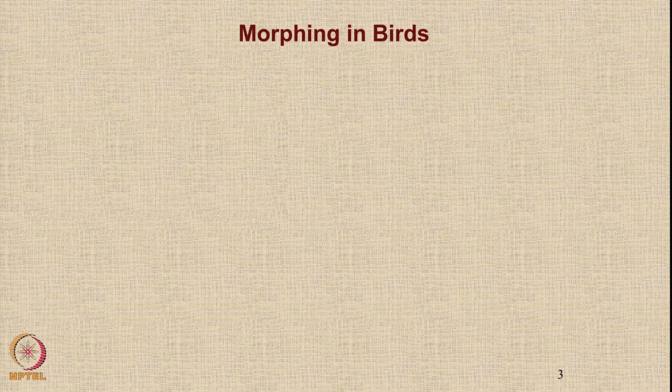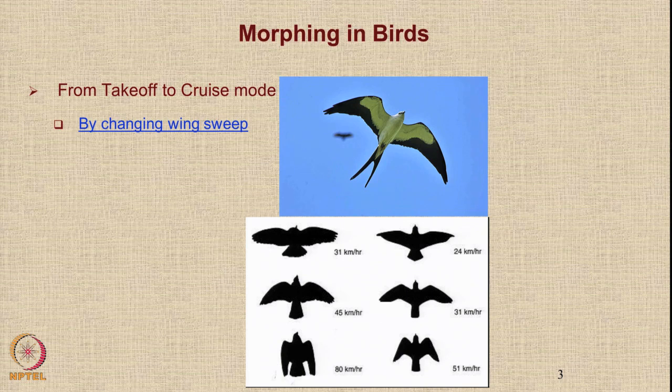The biggest inspiration for morphing comes from birds. Birds demonstrate a fantastic variety and levels of morphing. For example, birds change their shape from takeoff to cruise mode by changing their sweep. As you can see here, at different speeds the same bird puts its wings in different configurations.